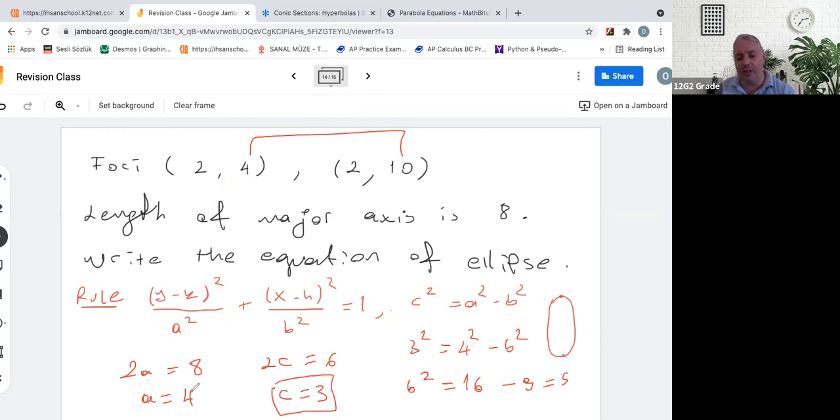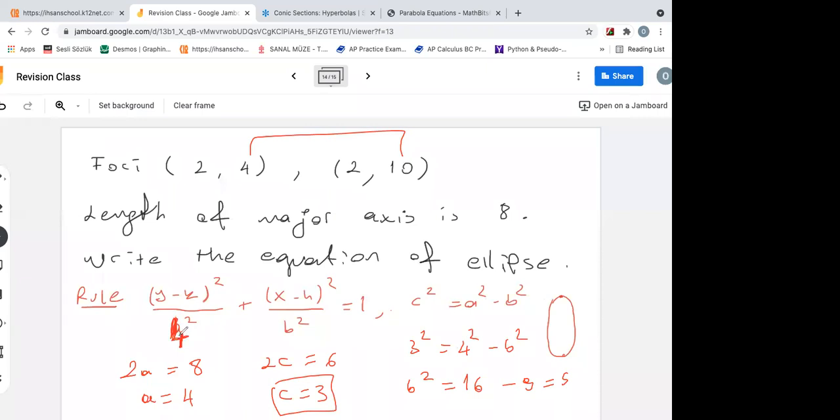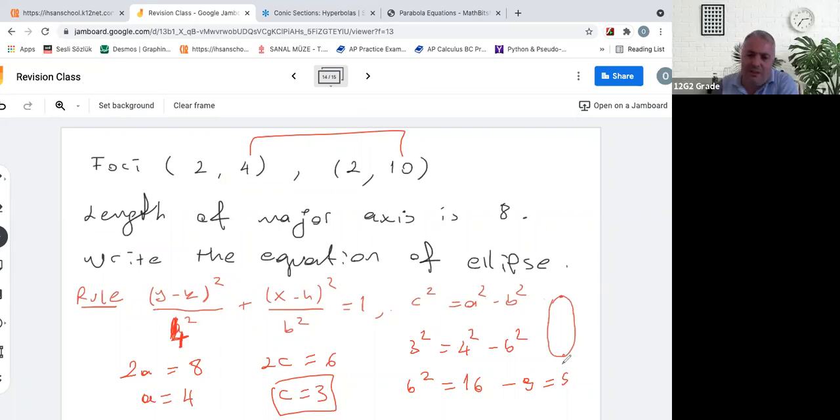First of all, denominators. So it will be 4 squared. Sir, isn't it 7? Pardon? 16 minus 9, shouldn't it be 7? 7, yeah. Thank you so much. This is 7. So b squared is 7.